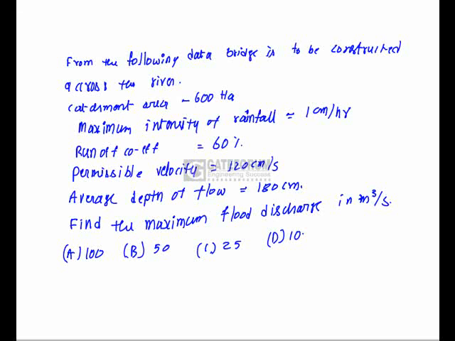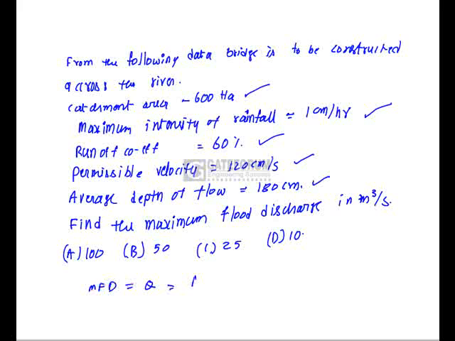Here the question is, from the following data, a bridge is to be constructed across a river. The catchment area is given as 600 hectares, the maximum intensity of rainfall for that particular area is 1 centimeter per hour, the runoff coefficient is 60%, permissible velocity is 120 centimeters per second, and average depth of flow is 180 centimeters. What we have to find out is the maximum flood discharge.